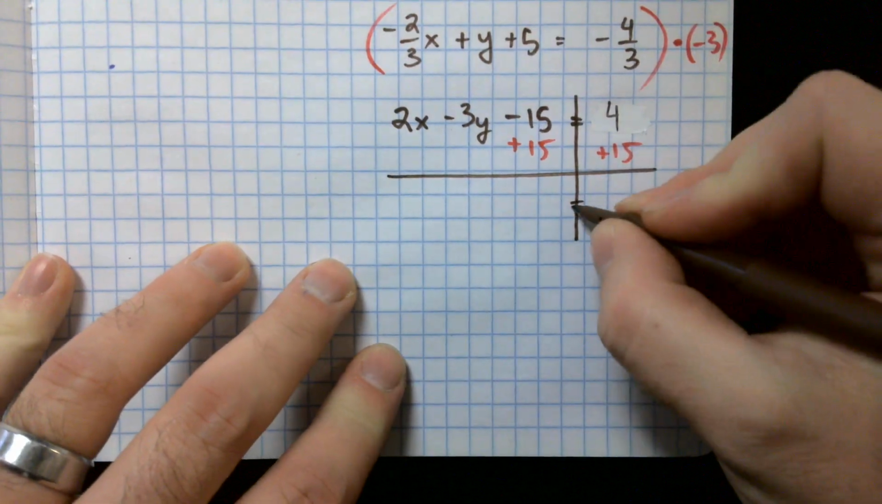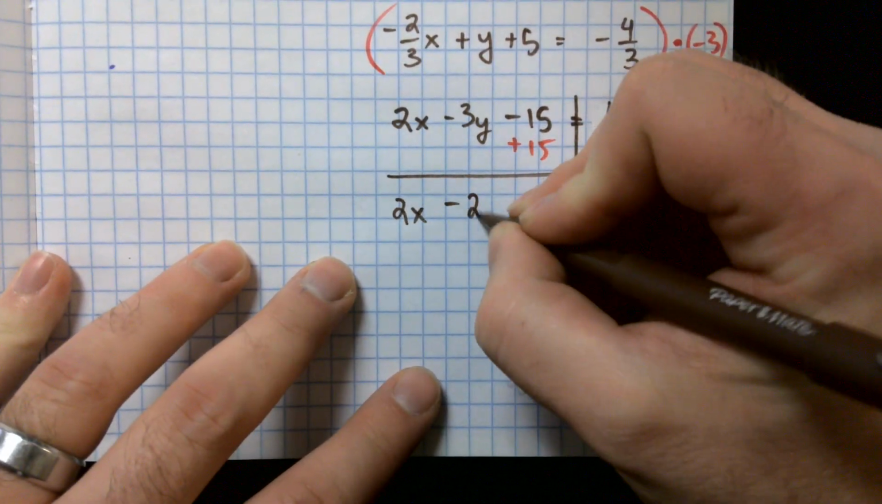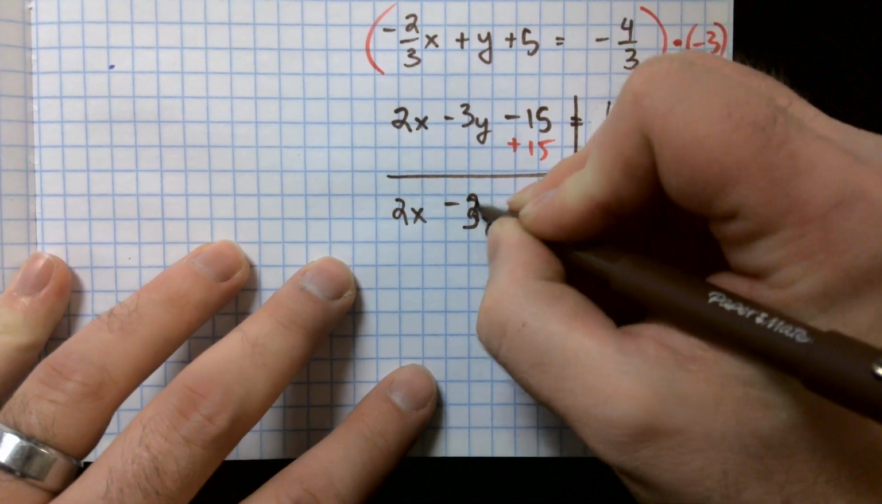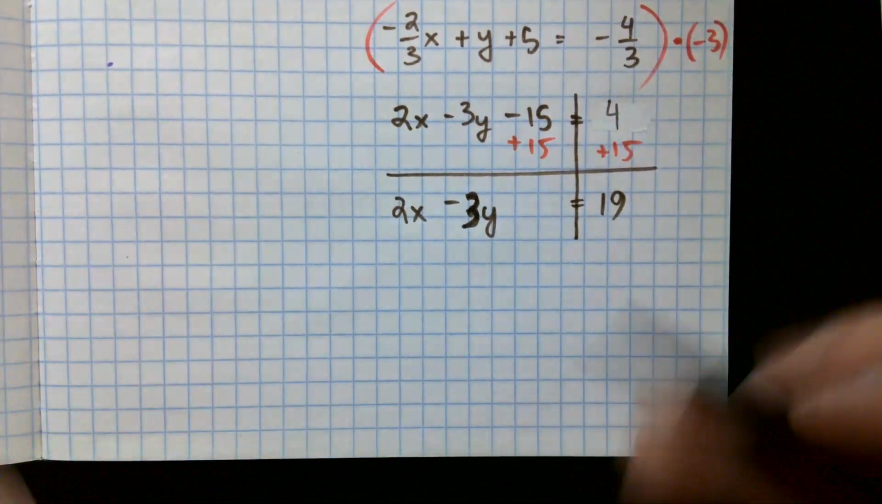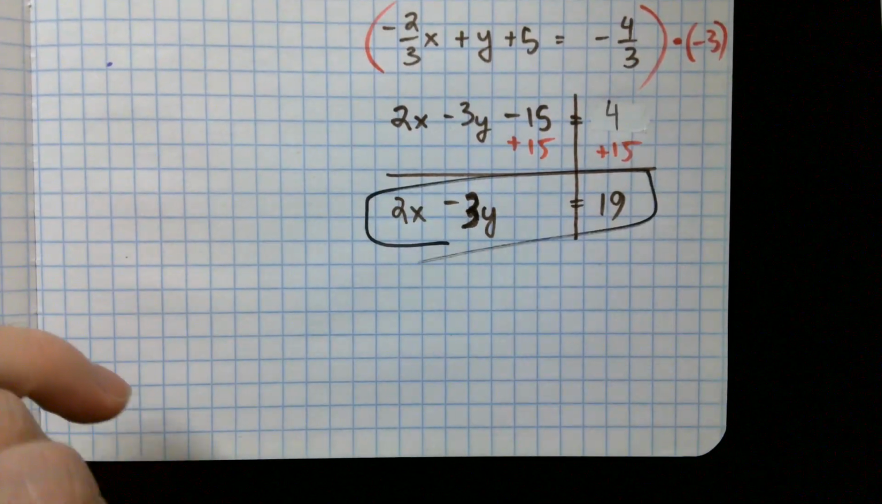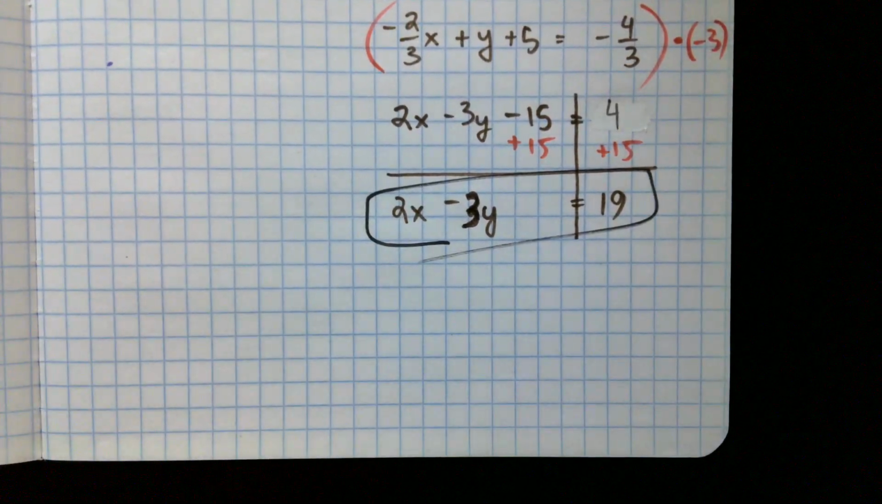19. There's my C. I've got a positive integer in front of my x. Doesn't matter what's in front of my y as long as it's not a fraction. And that whole thing's equal to 19. Wow. Great job.